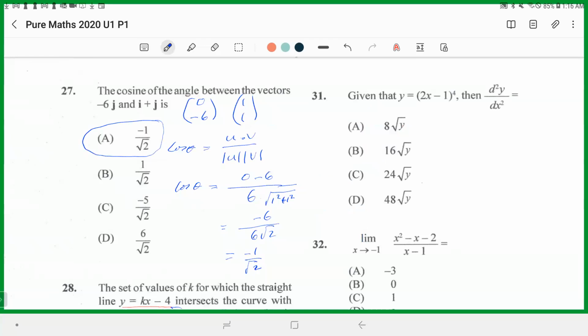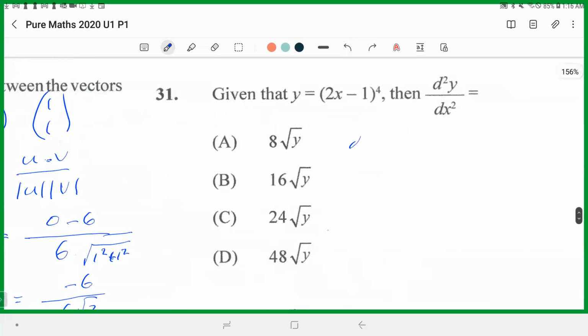This one says we have to differentiate this twice and give an answer in terms of y. To differentiate the first time, let's zoom it up some more. We're going to get dy by dx firstly. That's a composite function, so we get 4 into 2x minus 1 cubed. We'll differentiate what's inside and multiply it out here, which is 2. So this becomes an 8 now.